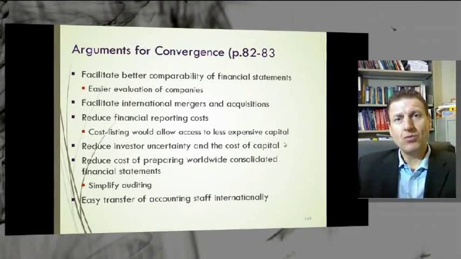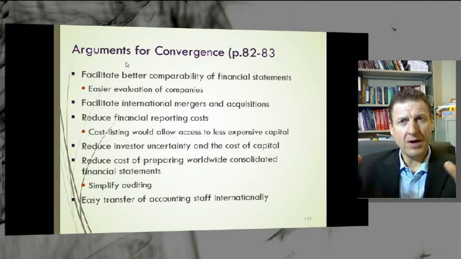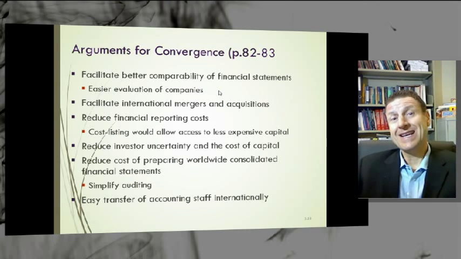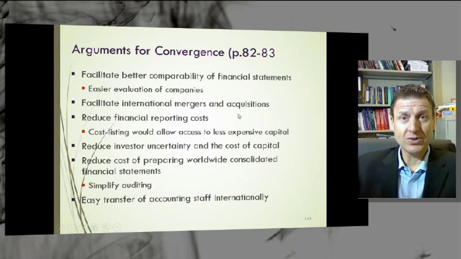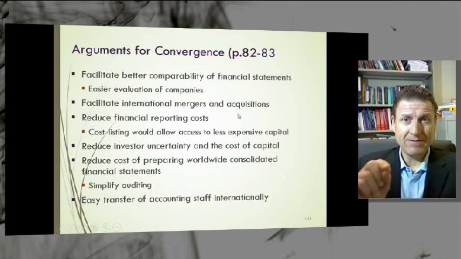So we started talking about harmonization, but now we're talking about convergence. Really interesting how the chapter changes shades. So there are various arguments. Convergence, it's a stricter form of bringing more similar practices between the countries around the world. Here are the arguments. To facilitate better comparability of financial statements, easy evaluation of companies. We get that, we understand that. To facilitate international mergers and acquisitions, well, basically it's all about facilitating the due diligence and valuation.